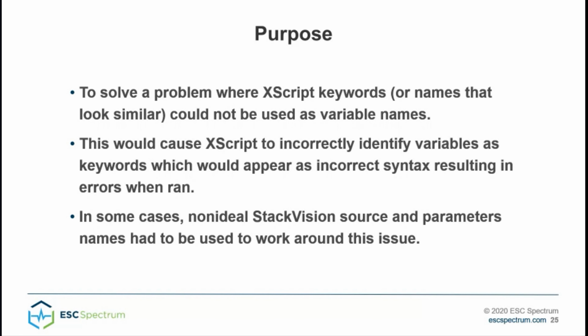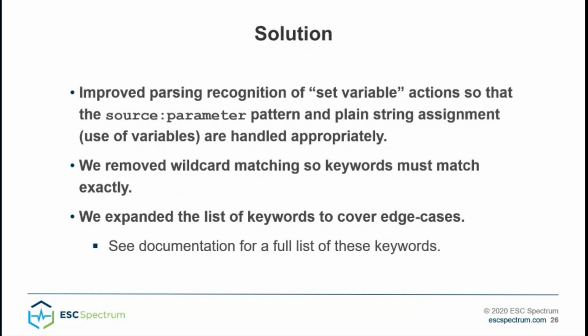So basically, it wasn't smart enough to recognize the difference. So we made some changes to that parsing logic so that it can recognize the difference between that source and parameter pattern, and then plain string assignment, or just using variables. And now they're handled appropriately. It's smart enough to notice the difference between the two.